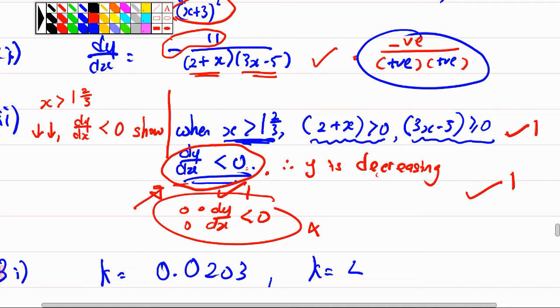How do I know this is more than or equal to 0? You put a value of x in. This x can be 1 and 2/3, can be 2, can be 3, can be 4. You put it in, then you realize that when you press the calculator, it is more than or equal to 0.